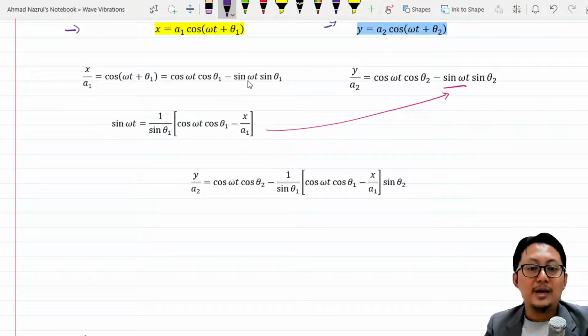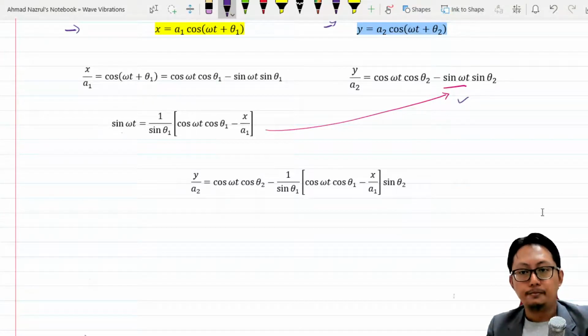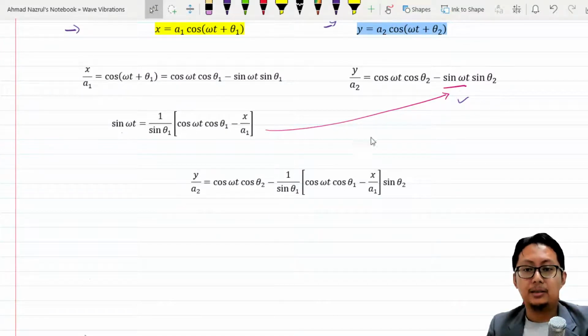And right now we will bring sine omega t to the front. So we have here 1 over sine theta 1 times minus x over a1. Since this is minus, we bring it here to the left and it becomes positive. x over a1 becomes negative. So we have cos omega t cos theta 1 minus x over a1, and we replace this with this sine omega t. So right now we have here y over a2 equals cos omega t cos theta 2 minus 1 over sine theta 1 here, where we replace the sine omega t. So we have 1 over sine theta 1 times cos omega t cos theta 1 minus x over a1 times the sine theta.